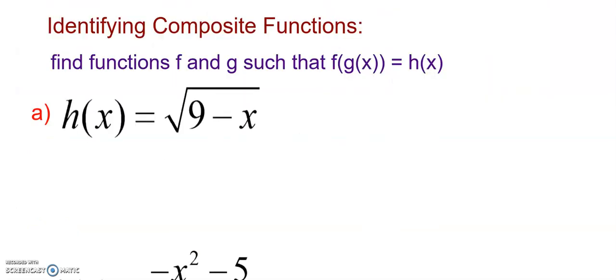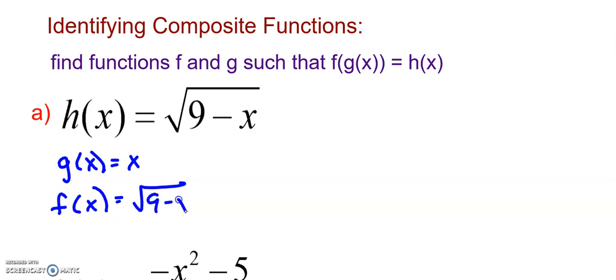All right, last part here, identifying composite functions. Find functions f and g such that f of g of x equals h of x. Now, the fun thing about this is that there are many correct answers here. There are a bunch of different functions that I could write for f of x and g of x such that its composition would be the square root of 9 minus x. Let's think of the most simple one. Okay, this one's not really that fun, but I can make g of x be x and f of x be square root of 9 minus x, right?